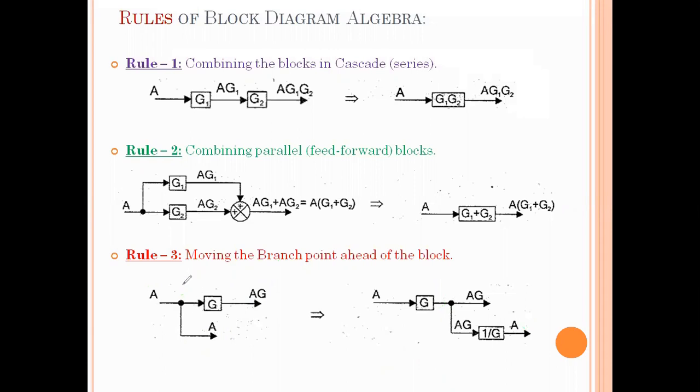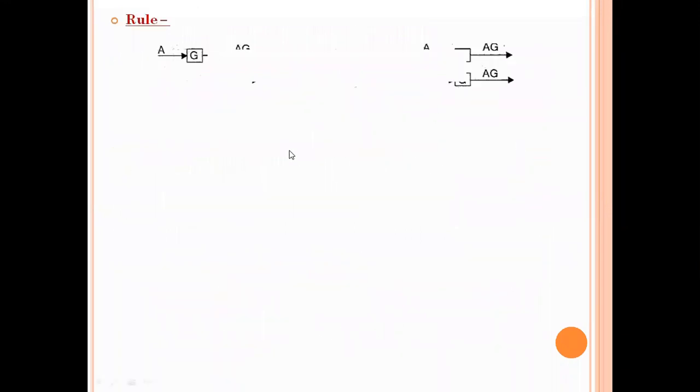So this is the third rule, which is when the branch point is moving ahead of the block from this point to this point. This is the third rule. Next, coming to the fourth rule, which is the reverse of this.